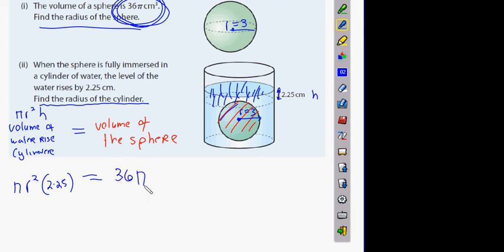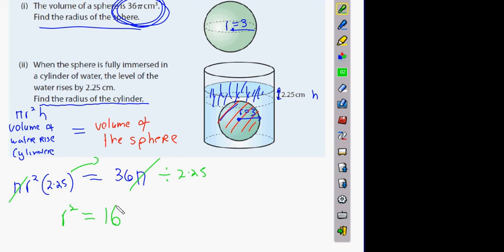Now what happens next? Divide the 36 by 2.25. Cross off the pi's. This is multiplied by 2.25 when you bring it on the other side. Divided by 2.25. What's 36 divided by 2.25? 16. R squared equals 16. What does that mean in English, Thomas? R squared equals 16. Why is that actually a question?